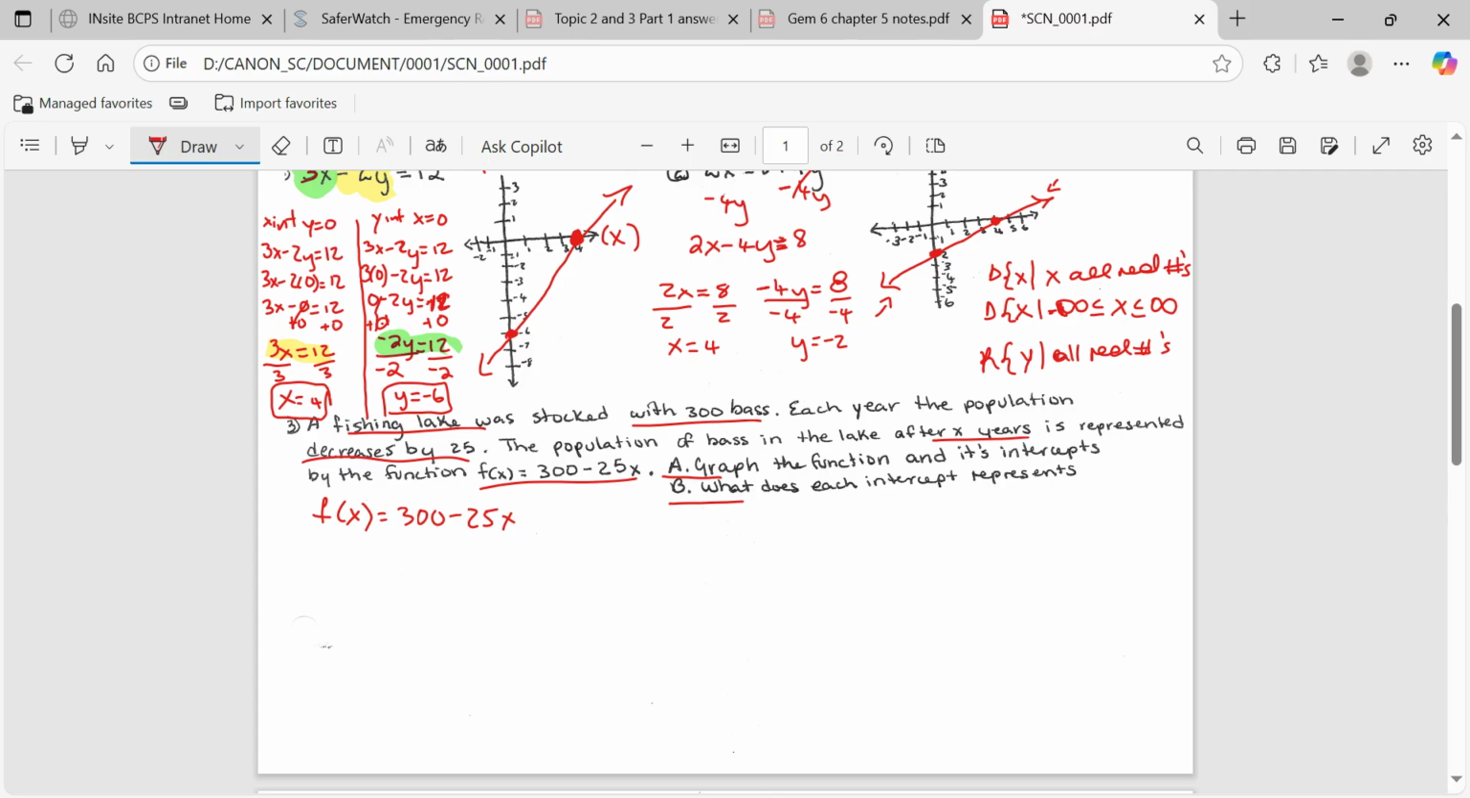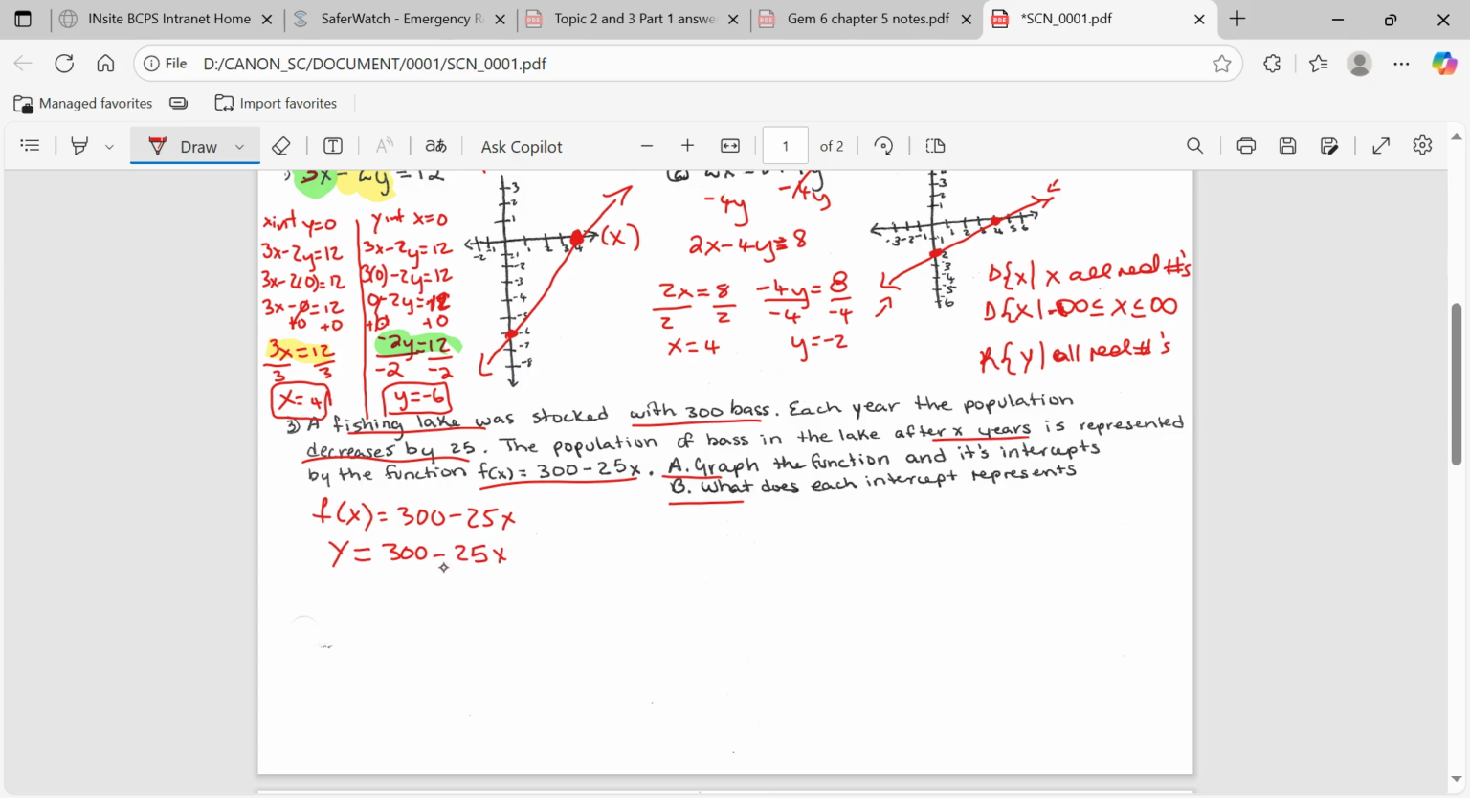I would have to move that 25x around, but it can be done. But they also want me to do intercepts. So for this particular purpose, I'm going to stick with the standard form so I can get the intercepts easier. F of x, that's weird too. But I also remember that f of x is the same as y. So if I rewrite this, that makes more sense to me.